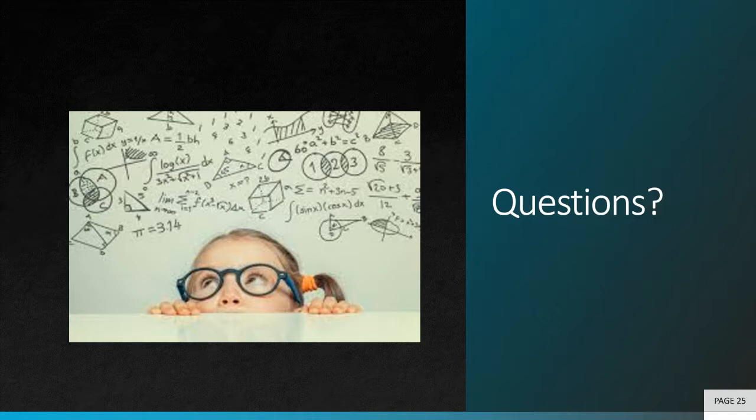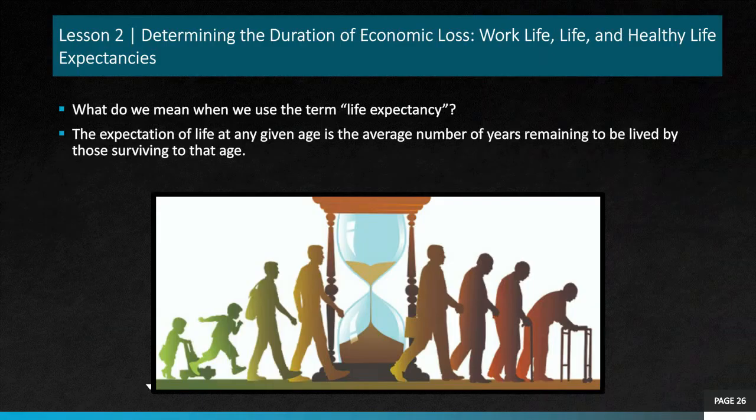Now I'm going to talk about work life and healthy life expectancy. What do we mean? These are measures when the economist is trying to project how long somebody is going to work before they retire, or how long somebody is going to live, or how long somebody is expected to perform household services. We go to life expectancy tables, and I find that these are not well understood by attorneys either.